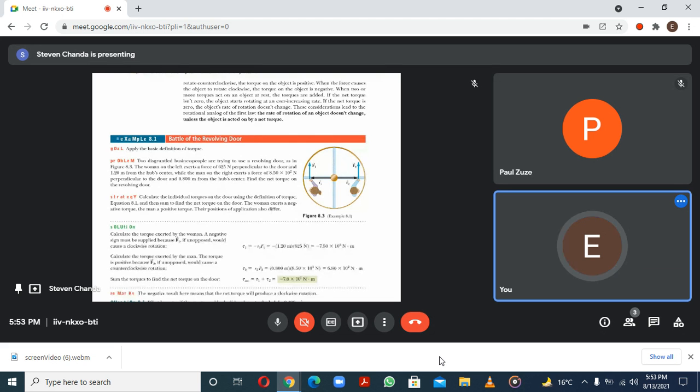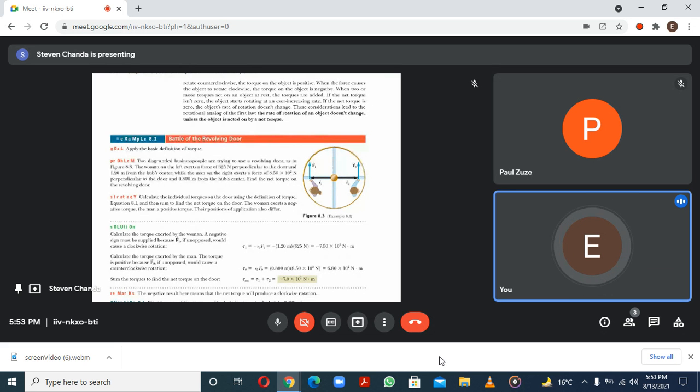The rate of rotation of an object does not change unless the object is acted on by a net torque. Remember Newton's first law, which says an object continues at constant velocity until it's acted upon. You can better put it to say, until a net torque is applied.